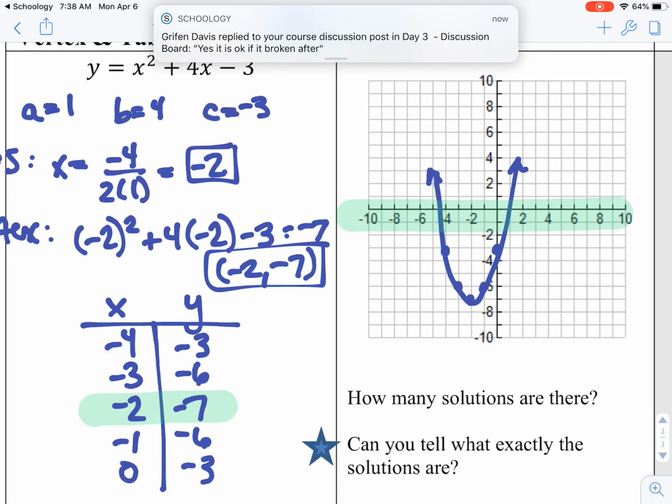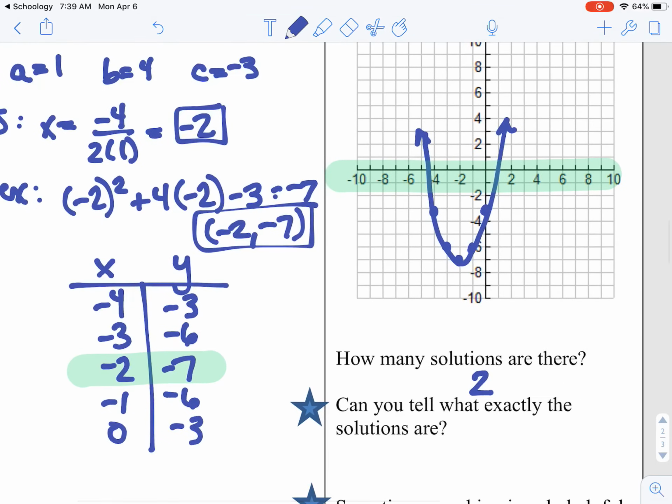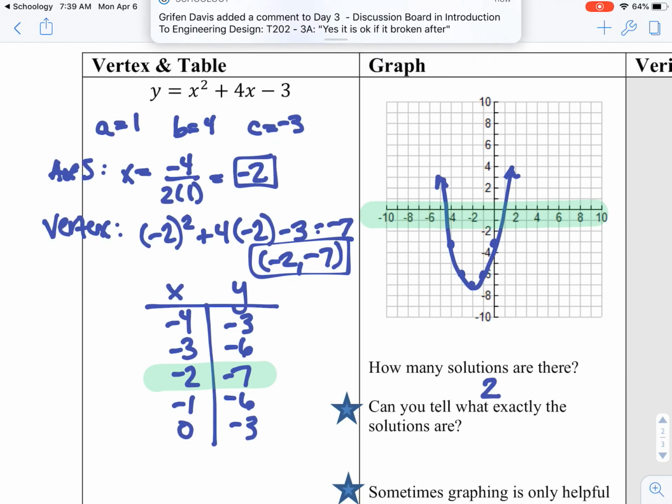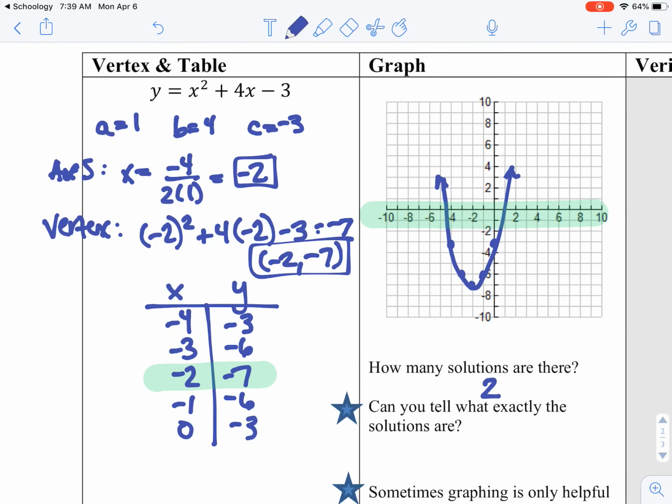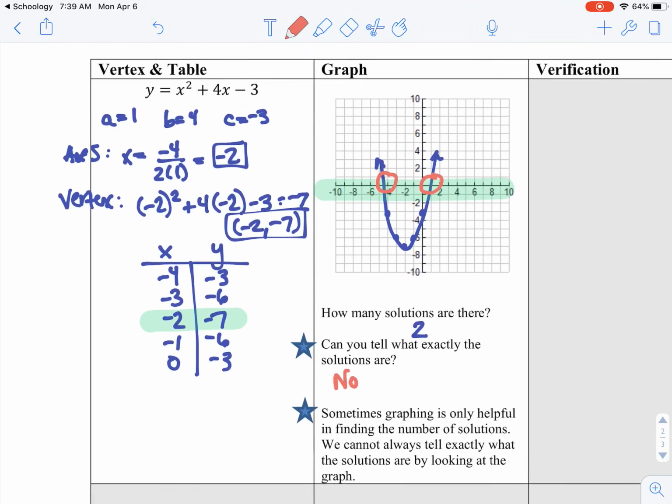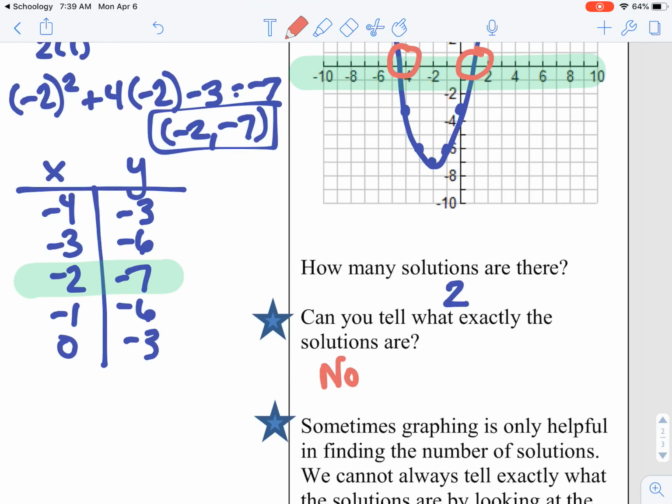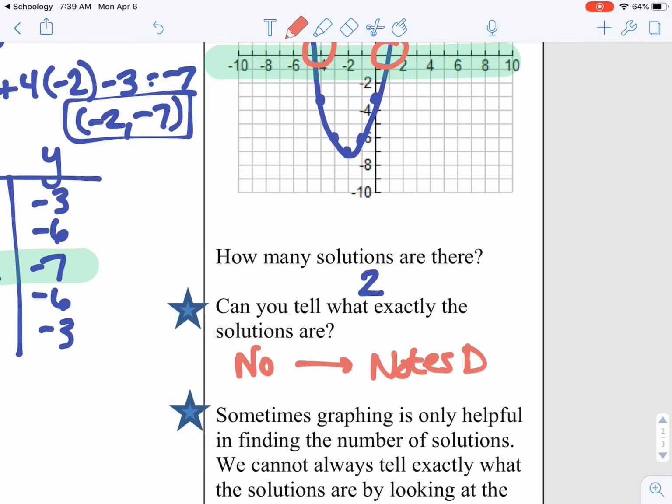Now I'm looking for the solutions, and you can tell that my solutions are not exactly like a whole number. So we can't say exactly what the solutions are. So the next notes, D, we're going to learn the quadratic formula, and that's how we're going to be able to identify those exact solutions. So in notes D, which is coming up next, we're going to learn the quadratic formula. It's a big deal. And we'll be able to find those exact solutions.